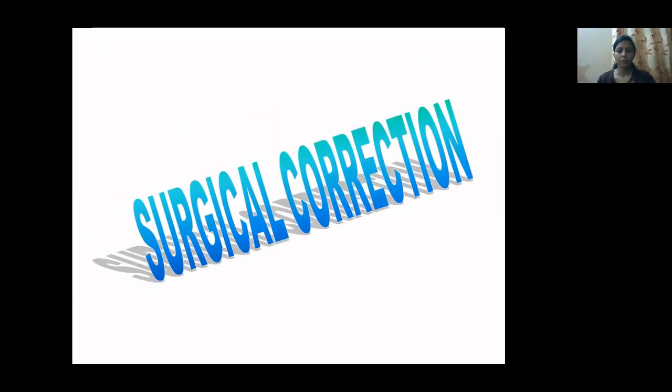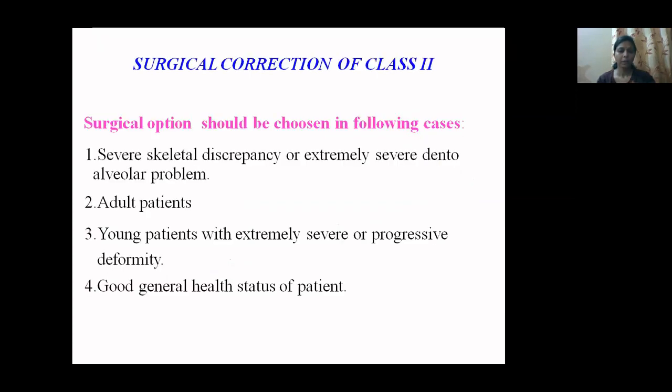Coming to the surgical correction. Surgical correction of class 2 can be opted for in severe skeletal discrepancy cases that cannot be resolved by orthodontic treatment alone, or in adult patients where no growth modulation can be done. Young patients with extremely severe or progressive deformity will be suitable candidates. Good general health status of the patient should be there for the surgical correction.